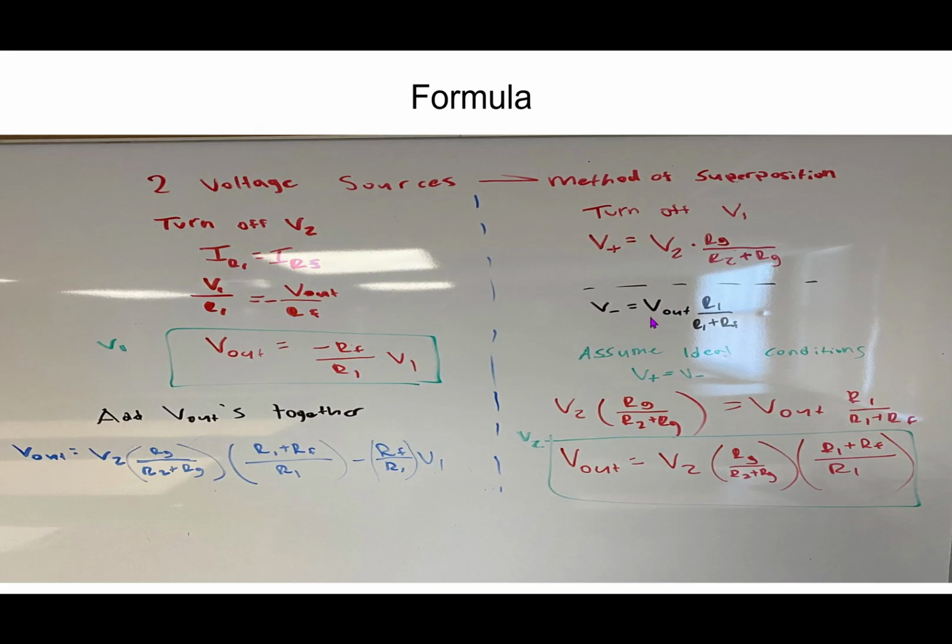And then we assume ideal conditions. So the gain is infinite, and therefore V positive would be equal to V negative. And then we just solve for V out. Then we apply superposition, so we just add these two equations together to get the total V out. And as you can see here, we have this difference equation. So the subtraction sign signifies the difference op amp, because you have one input being subtracted by the other input to get one singular output voltage.